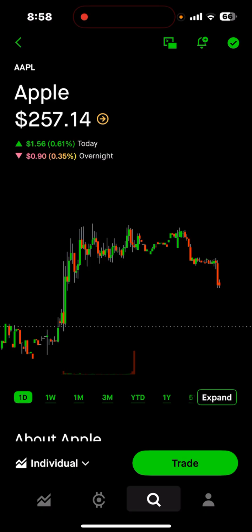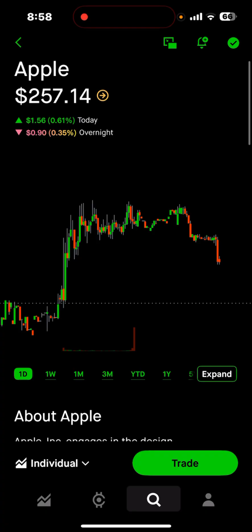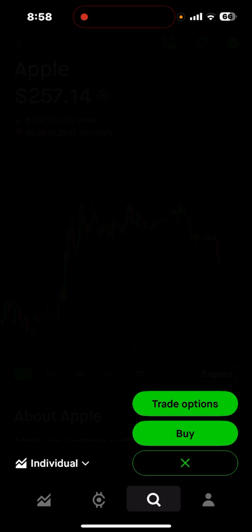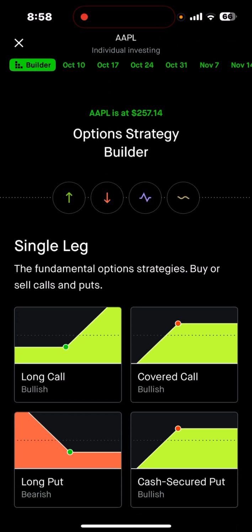Okay, so let's see here. Apple right here. This is the Robinhood platform. I like to use Robinhood because it's simple, easier to understand, and easier to navigate. So, trade option. Sometimes I sell options with like 30 days, so I select October 31st for 30 days of selling options.